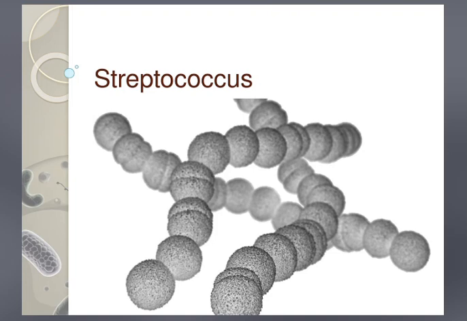Let's start with Streptococcus, a fascinating genus of bacteria that are spherical and tend to form chains. These bacteria have a distinctive appearance that really sets them apart. Understanding their structure is key because it influences how they interact with their environment and hosts. This introduction sets the stage for exploring their characteristics, classification, and clinical importance.